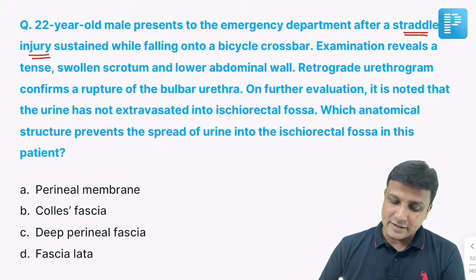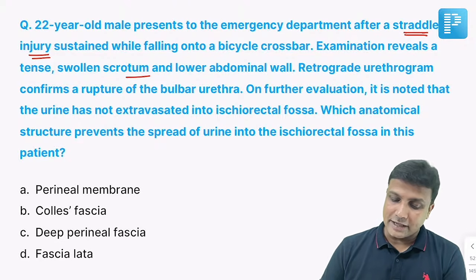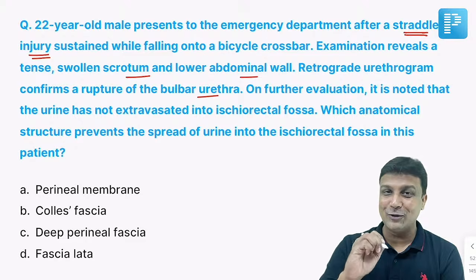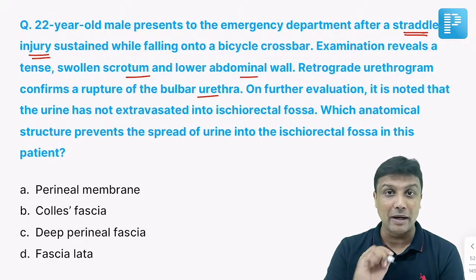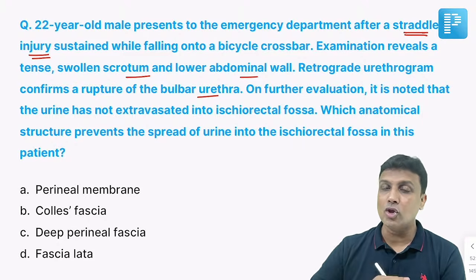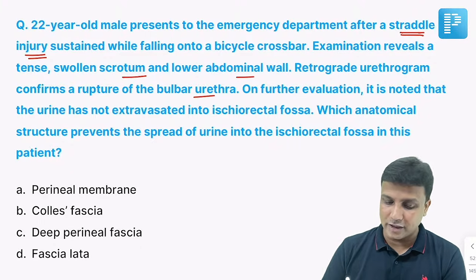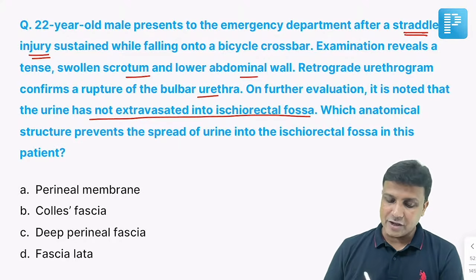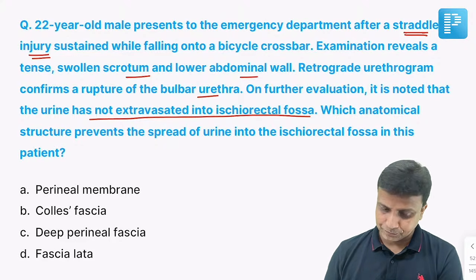Examination reveals a tense, swollen scrotum and the lower abdominal wall also. Retrograde urethrogram confirms a rupture of the bulbar urethra. I told you, straddle injury, which urethra will be gone? Bulbar urethra. On further evaluation, it is noted that the urine has not extravasated into the ischiorectal fossa. Which anatomical structure prevents the spread of urine into the ischiorectal fossa?